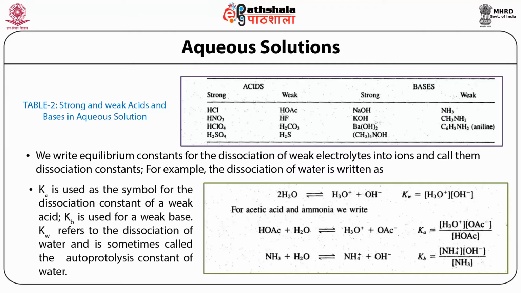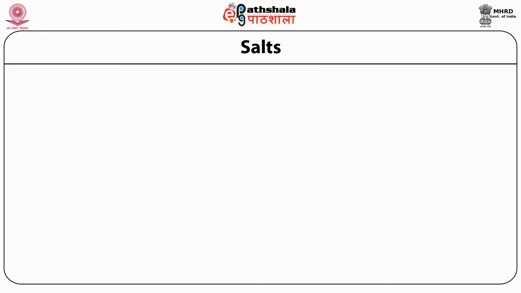Ka is used as a symbol for the dissociation constant of a weak acid. Kb is used for a weak base, and Kw refers to the dissociation of water and is sometimes called the autoprotolysis constant of water. Now we discuss the salts.